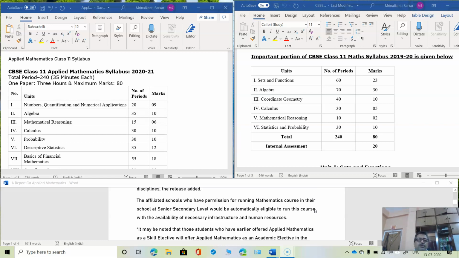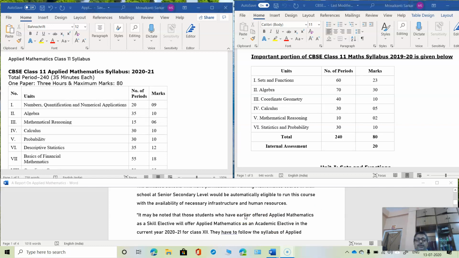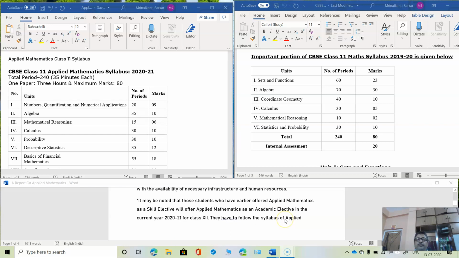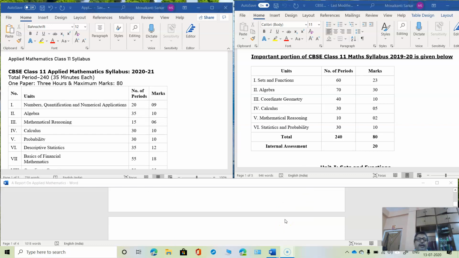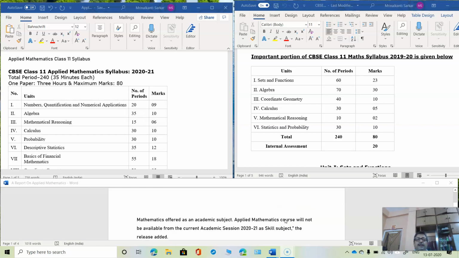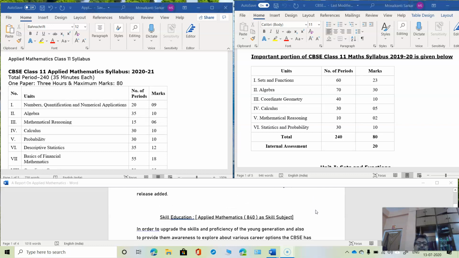It may be noted that those students who have earlier offered applied mathematics as a skill elective, which was introduced by the CBSE board earlier, will offer applied mathematics as an academic elective in the current year 2021 for class 12. They have to follow the syllabus of applied mathematics offered as an academic subject. Applied mathematics course will not be available from the current academic session 2021 as a skill subject.